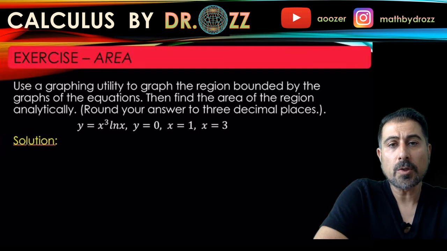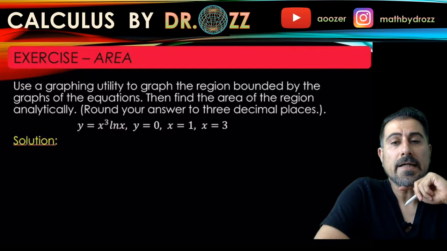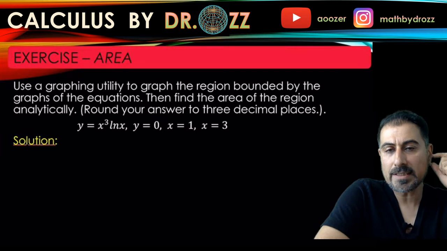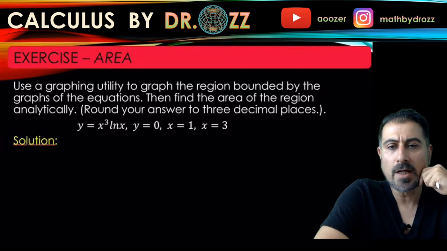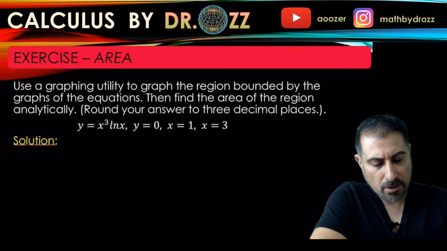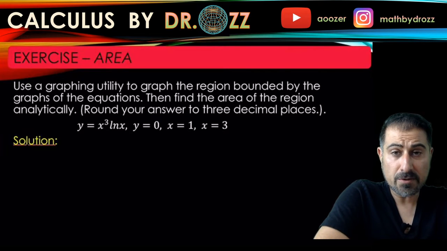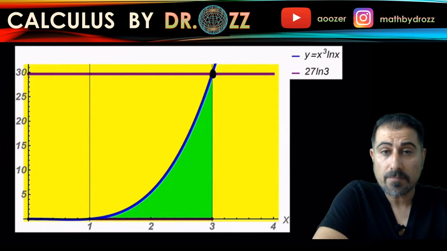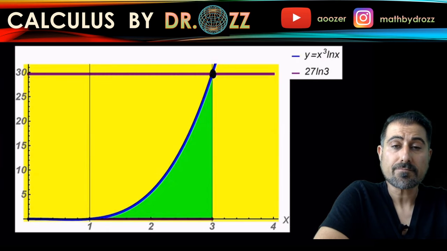So why don't you go ahead and use your TI-84 or 83 to graph x cubed ln x, let's say from 0 to 4. You can take your x min to be 0, x max to be 4, and let's see what it looks like. I'm going to do it right here. I have already something graphed here. You can pause the video and compare what I got with yours.